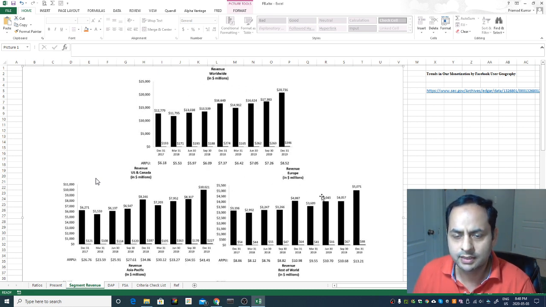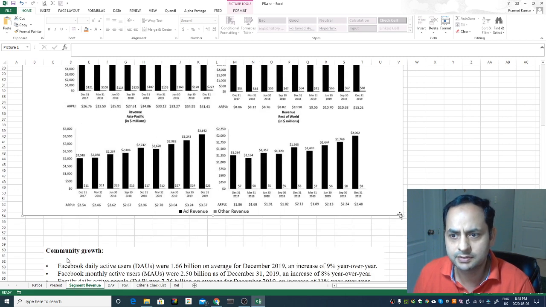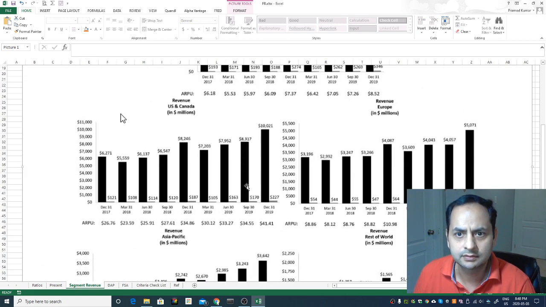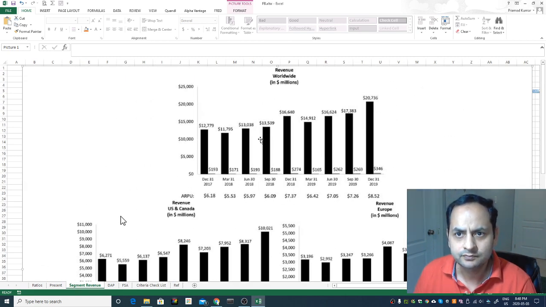I'm not sure if you can see clearly here. Let me expand this one. Hopefully this is clear now. So this is their revenue worldwide. If you notice, this is on a quarterly basis, and this is in millions. It shows 25 million now. So revenues keep increasing on the worldwide side.